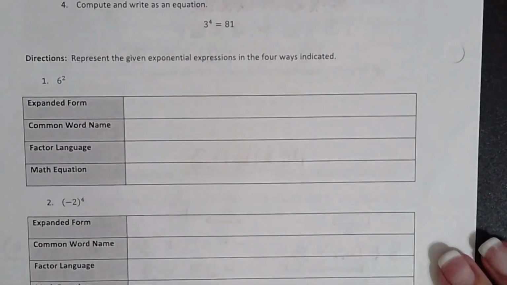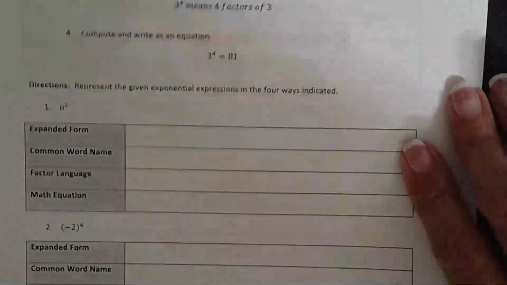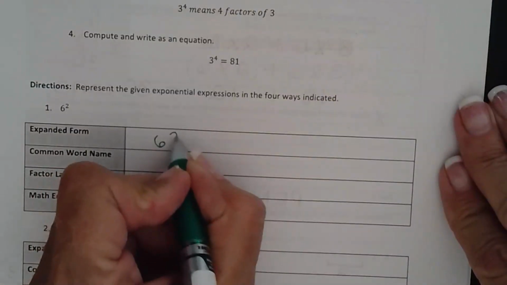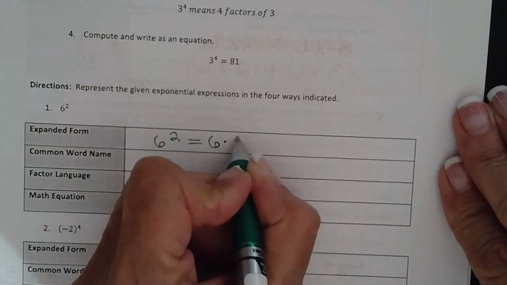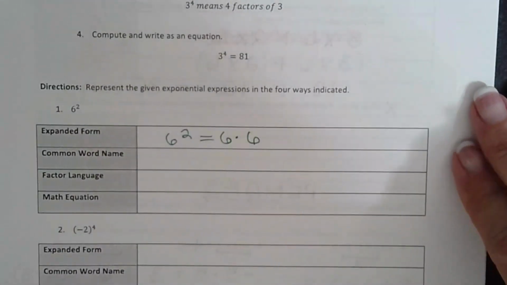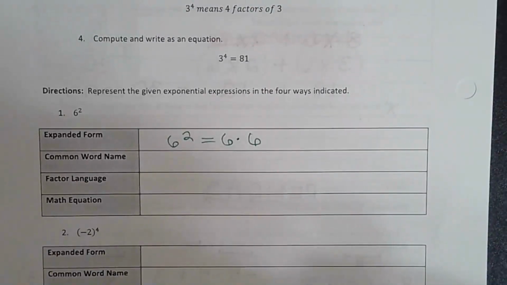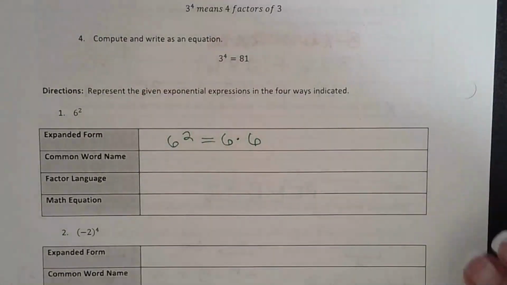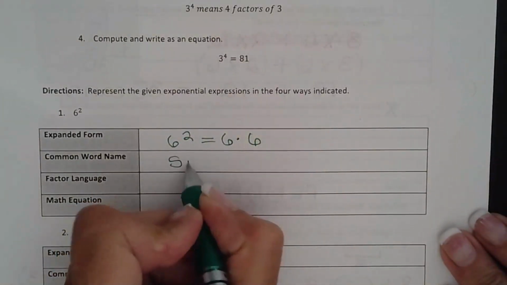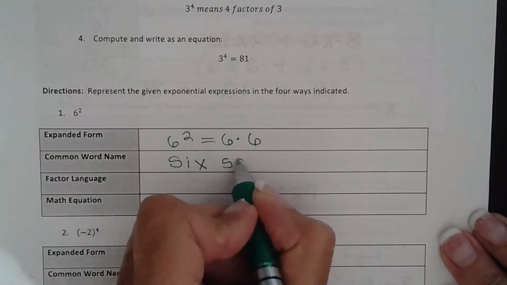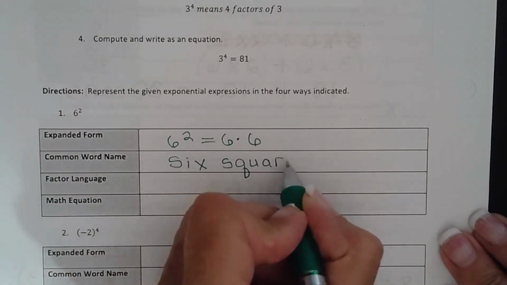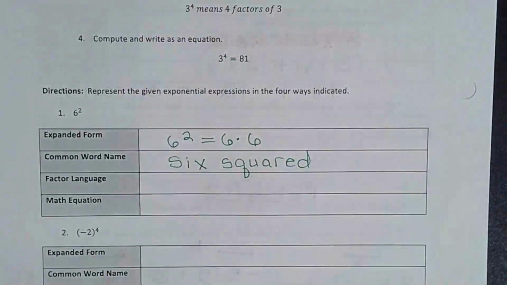So let's practice on some of these. So 6 to the 2nd in expanded form means 6 times 6, not 6 times 2. And you can either say 6 to the 2nd power, or you can say 6 squared. That's the special name for the power of 2, 6 squared. Power of 3 is cubed. But if you wrote 6 to the second power, that is absolutely correct as well.